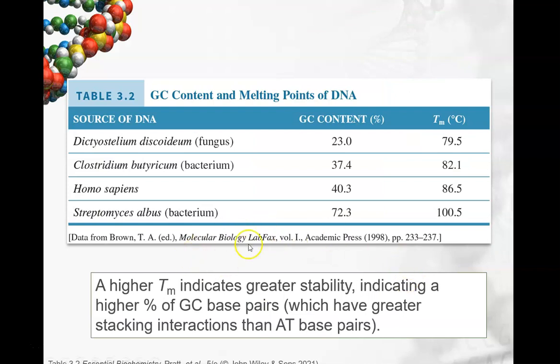If we look at lots of different organisms, we can see that the GC content varies quite a lot, but we do see a correlation between the GC content and the melting temperature. And again, it's because if you have a higher percentage of GC base pairs, the stacking interactions are much stronger for GC than they are for AT, and that explains the stability of the DNA molecules that have the higher melting temperature. But of course, Chargaff's rules still apply. G pairs with C and A pairs with T.